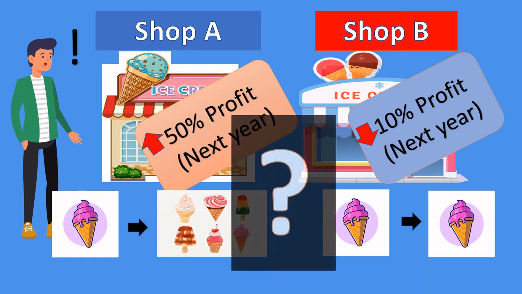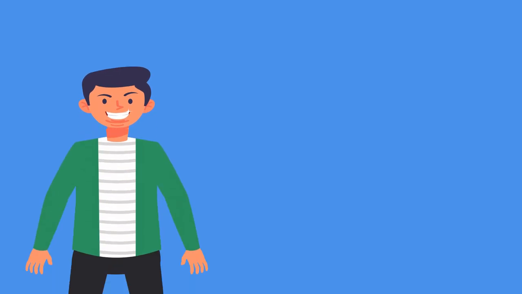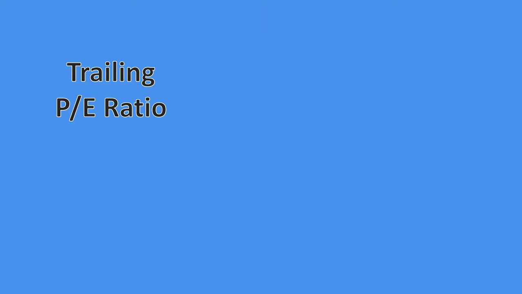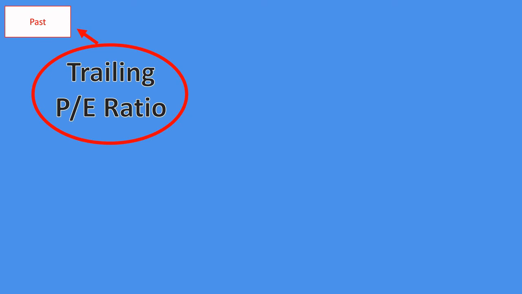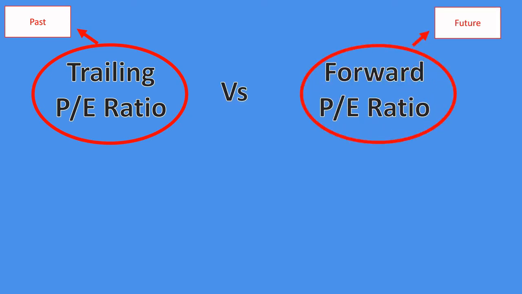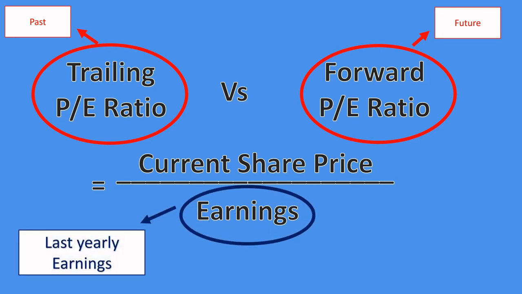Again, lucky for Sam, he has another trick up his sleeve. He is going to use the forward PE ratio. What we have seen until now is termed the trailing PE ratio, and this looks at past performance. The forward PE ratio looks at future performance and tries to work out the value of a company. So when working out the trailing PE ratio, you would use the last yearly earnings, but the forward PE ratio would use the next year's projected earnings.